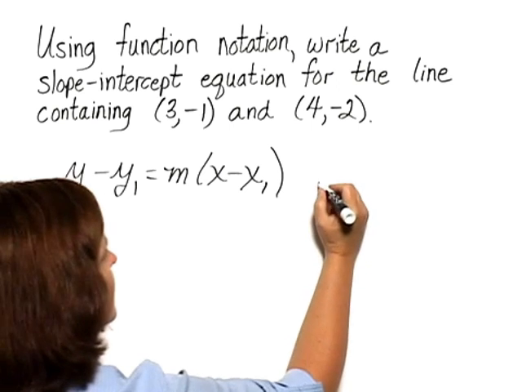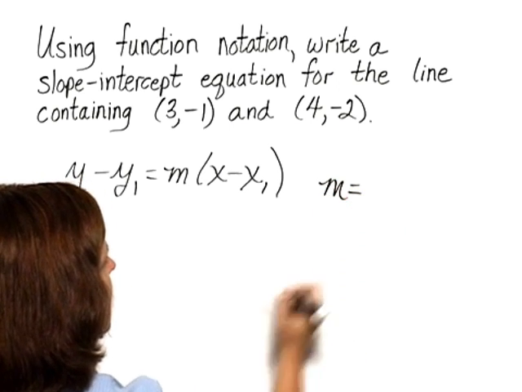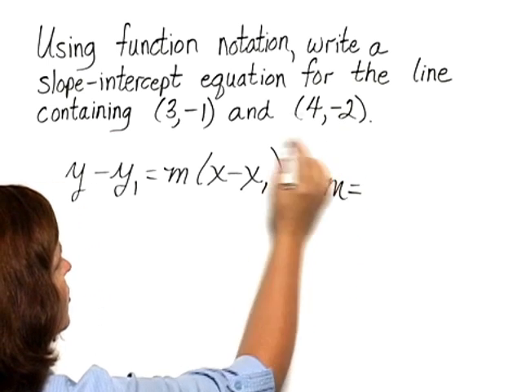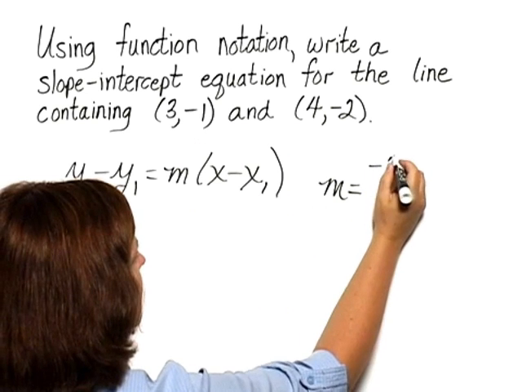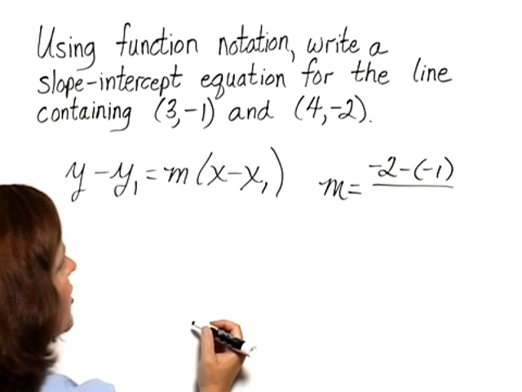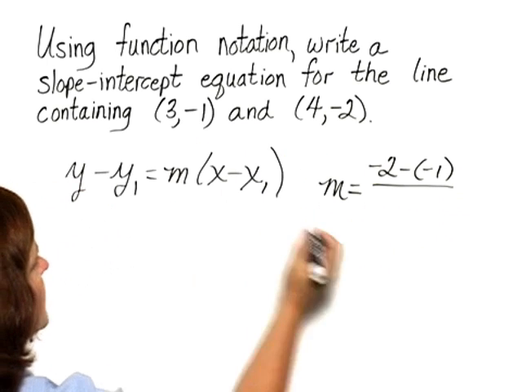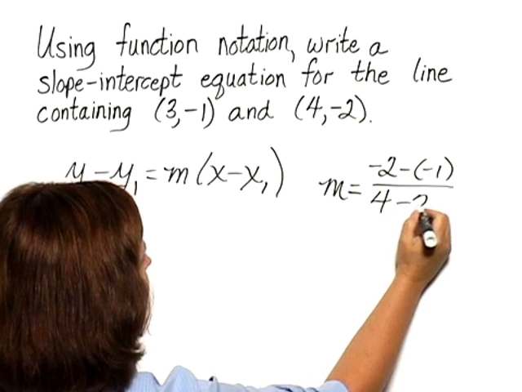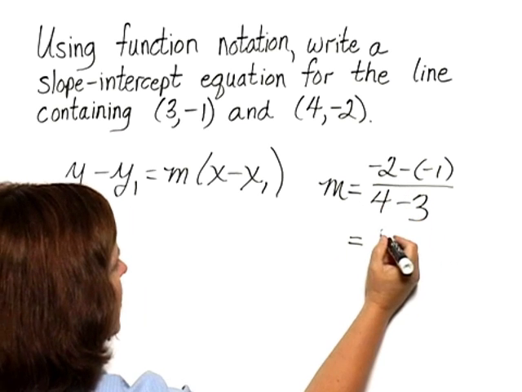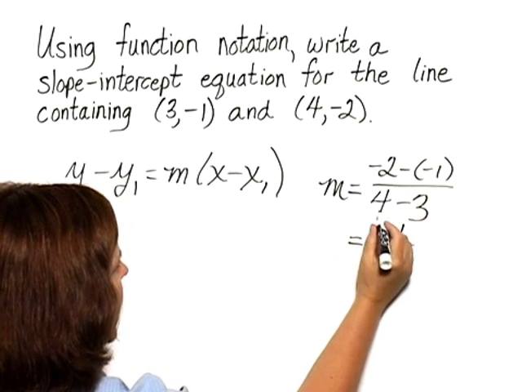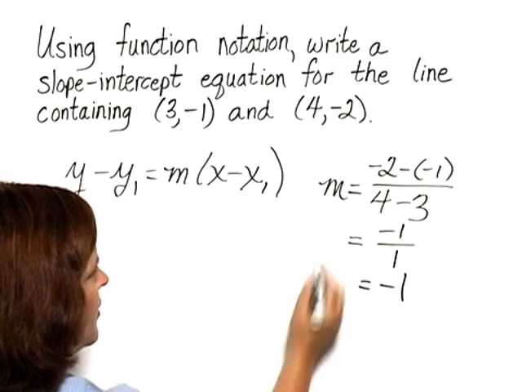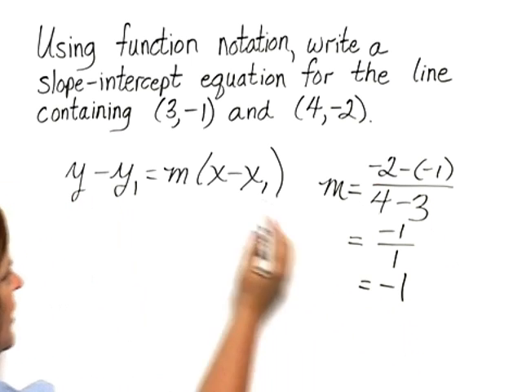The slope is m equals, and this would be the change in y over the change in x. -2 minus -1, divided by the change in x, which would be 4 minus 3. And that would be -2 minus -1 is -2 plus 1, or -1 divided by 1, which is -1. So after I found the slope, I can substitute in here.